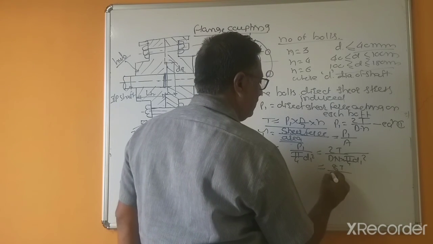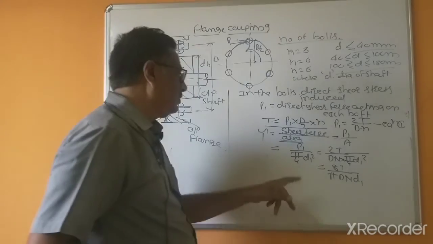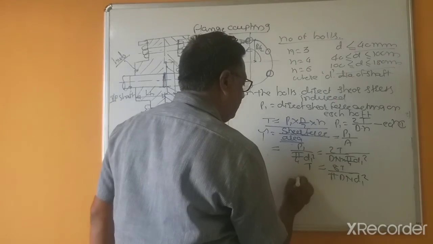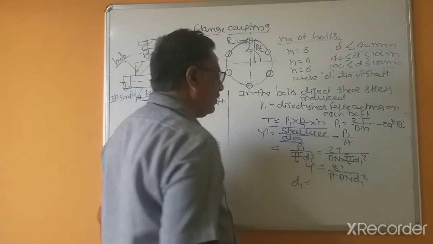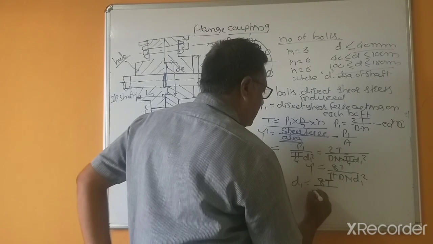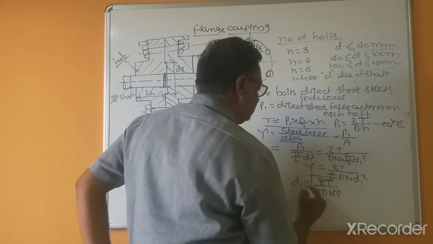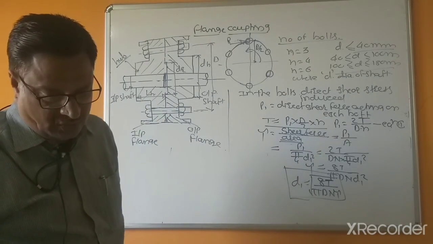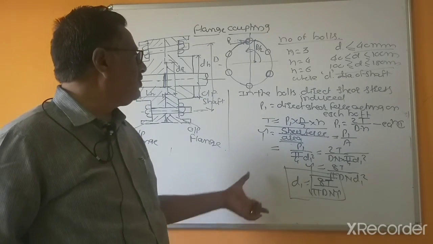Now putting P1 equal to 2T divided by D into n, and area pi by 4 d1 squared, tau equals 8T divided by pi into D into n into d1 squared. So d1 equals the square root of 8T divided by pi into D into n into tau. By using these relations, you can calculate d1, the diameter of the bolts. So try to understand this.